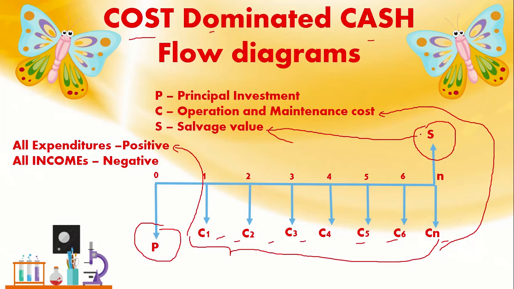If you consider the expenditure, it means it is cost dominated flow. If you consider the revenue or income, it means it is revenue dominated flow. This is the difference between cost dominated and revenue dominated cash flow diagrams.